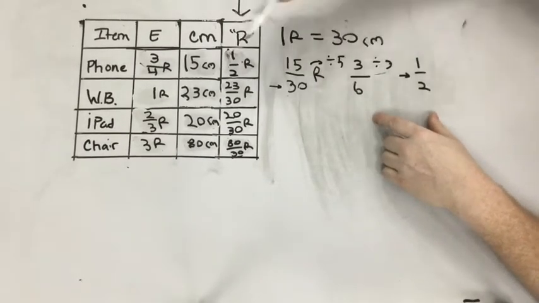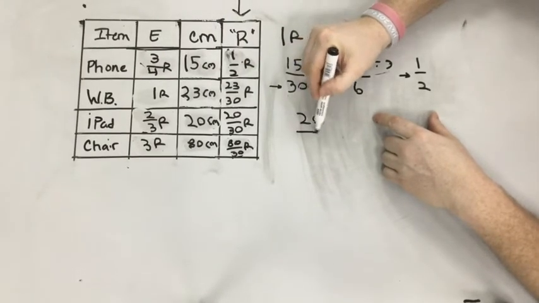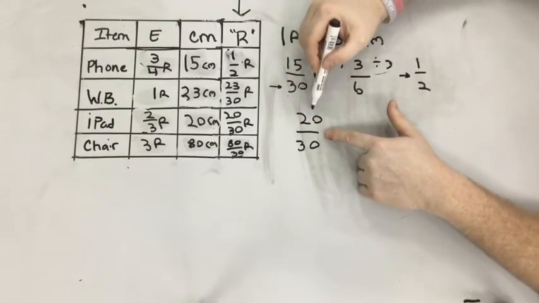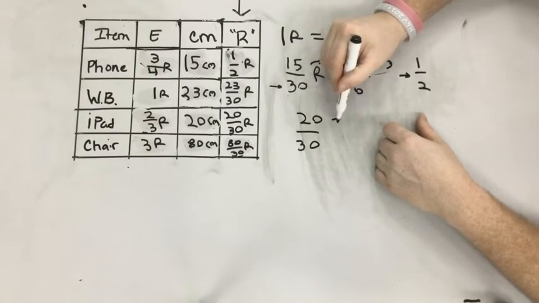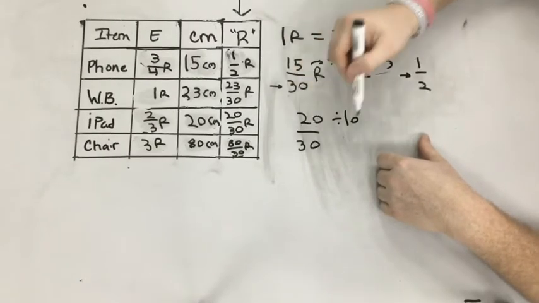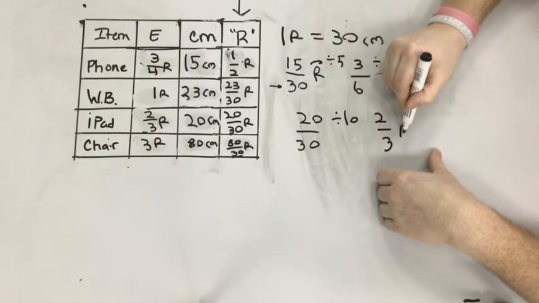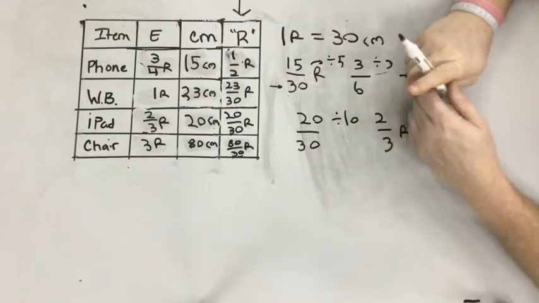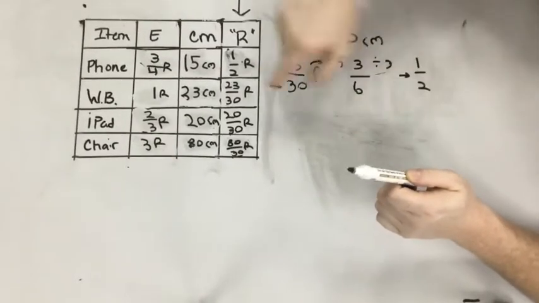Easy. The next one I want to talk about is this, 20 over 30. Can you think of what number these are both multiples of? If you said 10, you're correct. So if I divide 20 and divide 30 by 10, I would get 2/3 R, which was actually my estimate all along. Very cool. Now let's erase this and let's do the water bottle.